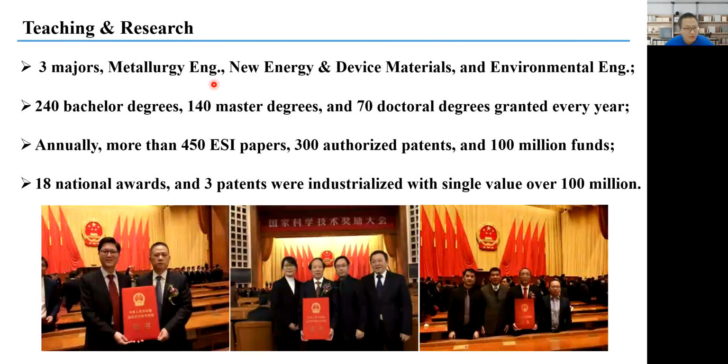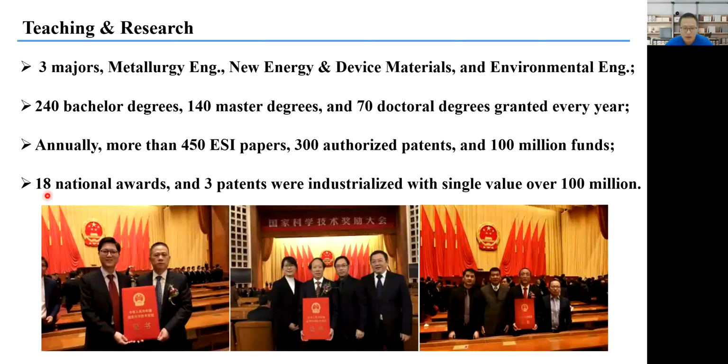How about our teaching and research nowadays? Actually, we have 3 undergraduate majors: metallurgical engineering, new energy and device materials, and environmental engineering. And 240 bachelor degrees, 140 master, and 70 doctorate degrees are granted every year. And annually, we are publishing 450 ESI papers, 300 authorized patents, and we are winning 100 million in project funds, which can support the research.